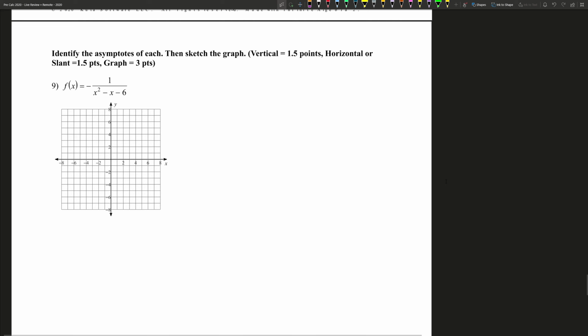All right. Whenever you're doing these, the first thing I recommend is getting the vertical asymptote. And first, let's go over the directions, right? It says identify each asymptote, vertical, horizontal, or slant.